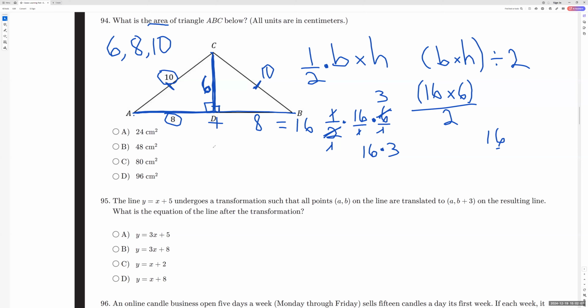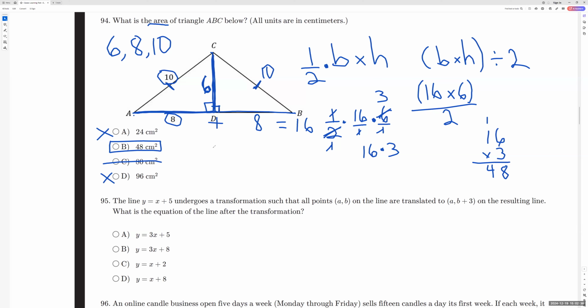No calculator, so 3 times 6, 18. 3 times 1 is 3, and 1 is 4, 48. So that's the area of the triangle. Base times height divided by 2 is 48. They give you 24 as a trick because if you only do half the triangle, it's going to be 24. If you forget to divide by 2, it's going to be 96, and so on. So 48 is what we got from the math.